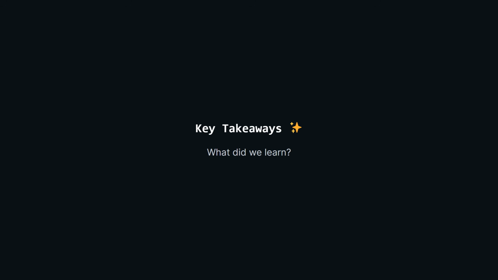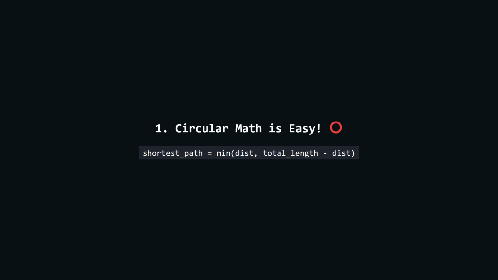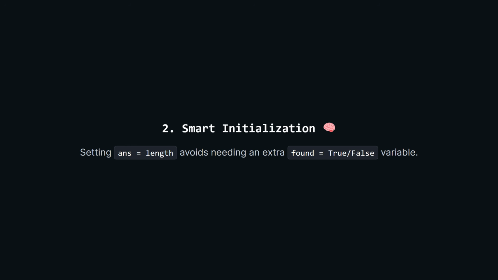So let's wrap it up. What key lessons can we take away from this specific problem? The biggest takeaway is a really handy trick for circular arrays. The shortest path between 2 points is always simply the minimum of the direct forward path, and the total length minus that forward path. Also, initializing our minimum answer variable to the list's total length is a very clean way to check if we never found a match, without needing to clutter our code with an extra Boolean flag.